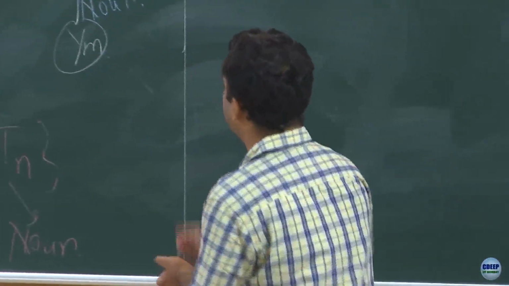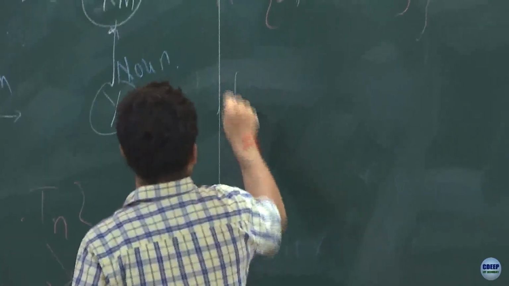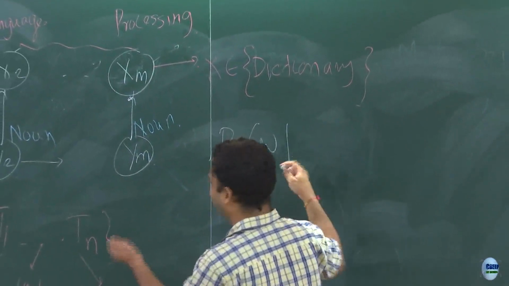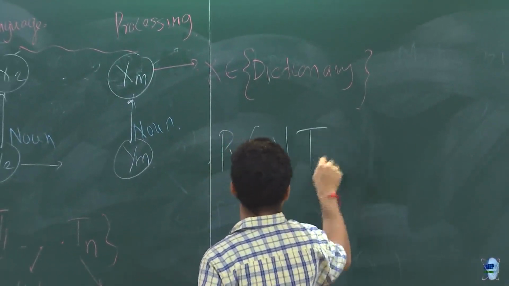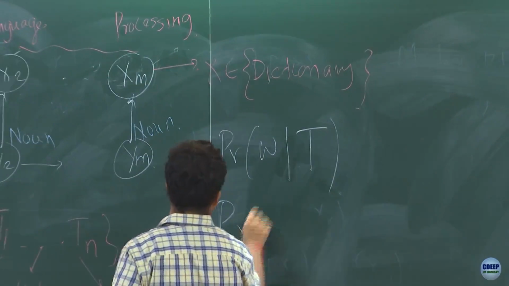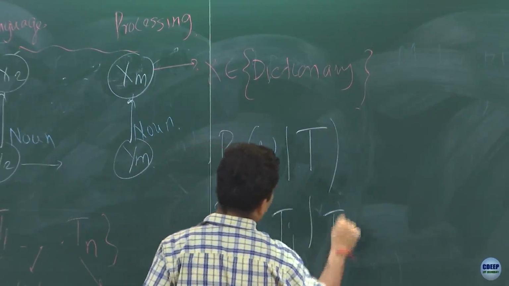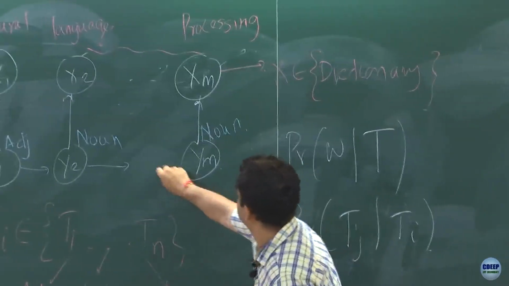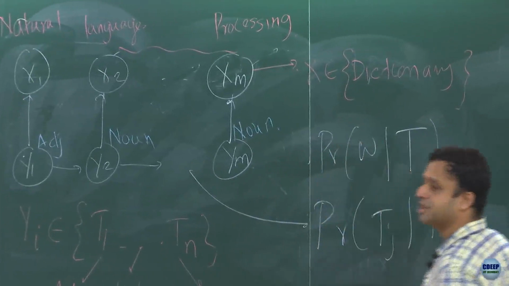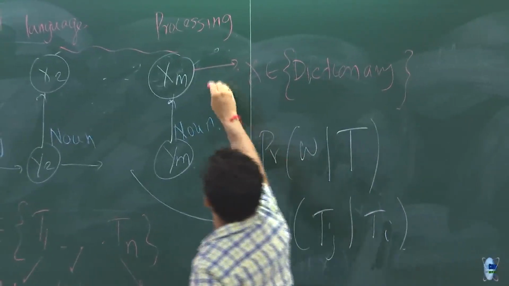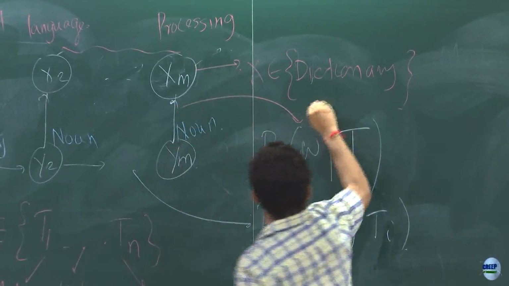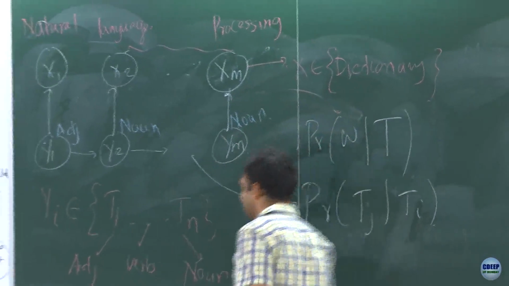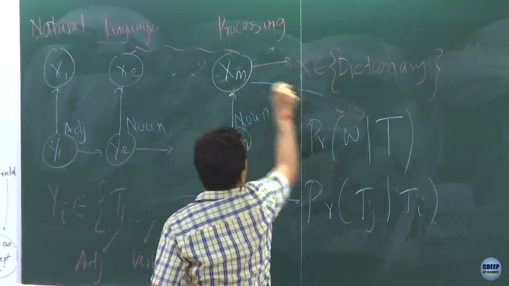So what we will have here are the probability of a particular word that can be emitted from a particular part of speech tag, and the probability of one tag going to another tag. These are the two things. This transition is the probability of transitioning from one tag to another. This emission is the probability of emitting a particular word given a particular part of speech tag.